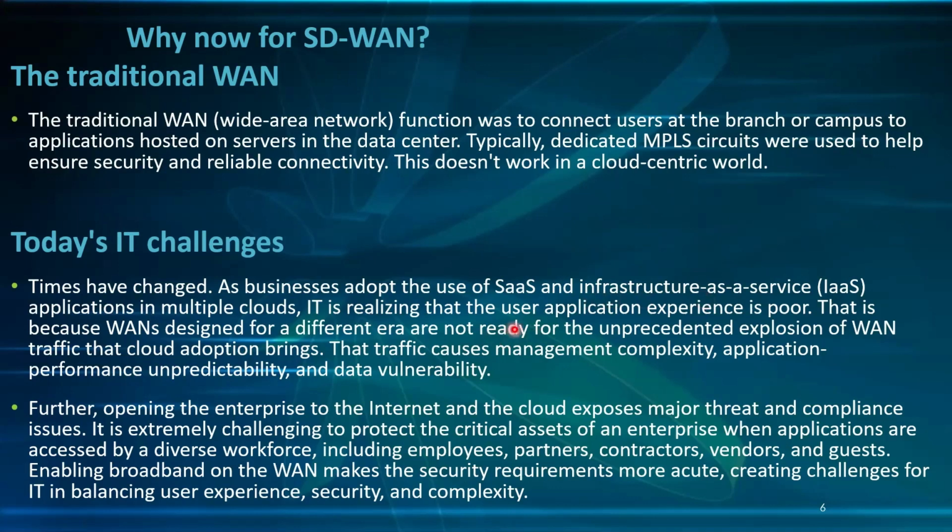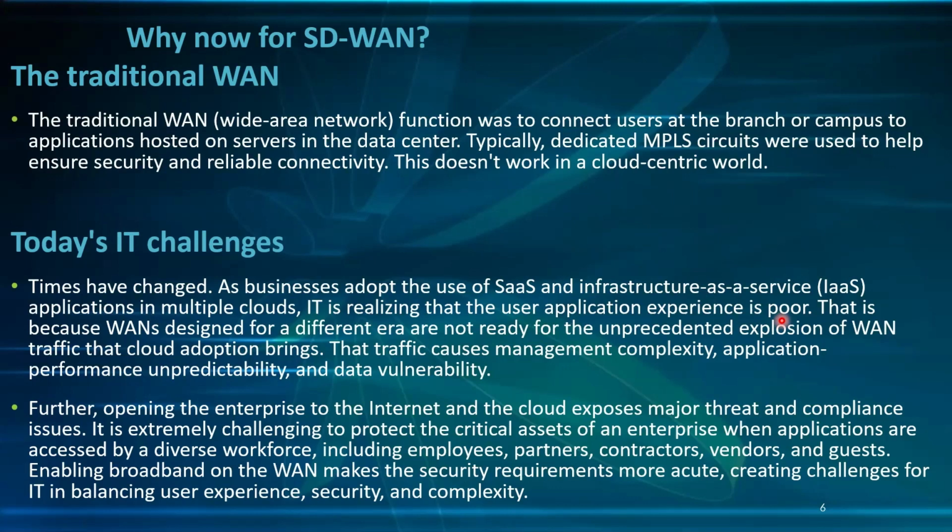IT is realizing that the user application experience is poor. So how did it become poor? Think of that. Previously, you had everything in your data center, a central point, and you routed all your traffic to the data center over the MPLS link. Your link stability is better, everything is good.